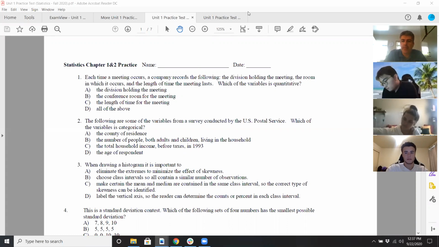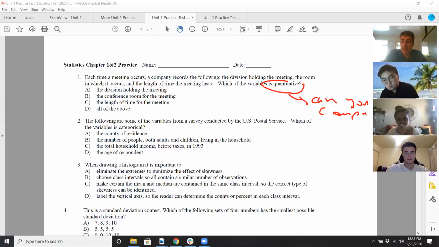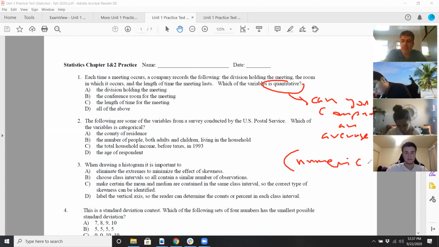Here's what you need to do to figure out what's quantitative. Essentially, can you compute an average? So you need something that's numerical, basically, in nature, to be quantitative. So for example, the conference room for the meeting. Yes, that is numerical. But do you calculate an average of the conference room? Like, you have a conference room of 100 to 200. What's the average conference room number? Like, no one really cares for that.